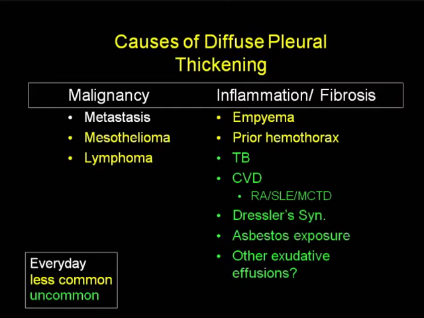Less common causes include mesothelioma and lymphoma, and inflammatory and fibrotic causes, empyema and prior hemothorax. Rare causes include tuberculosis, collagen vascular diseases like rheumatoid arthritis, lupus, and mixed connective tissue disease, Dressler's syndrome, and asbestos effusion. And at least theoretically, probably all other exudative effusions can potentially do this. In practice, it's relatively uncommon for them to.